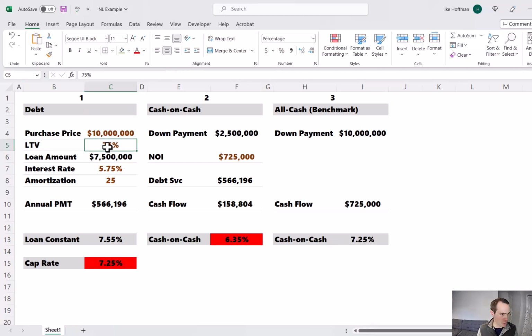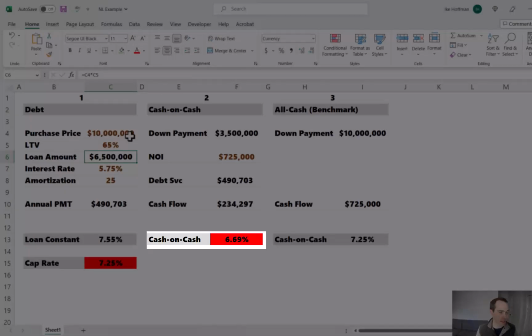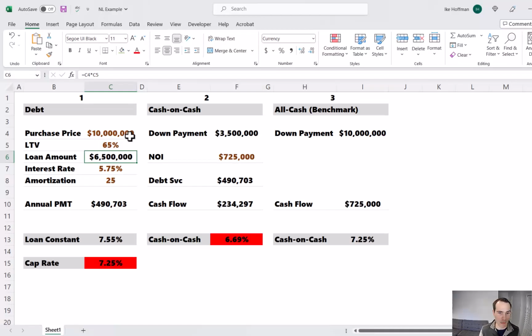On the flip side, if you use less leverage, so put it back at 70, the cash on cash is 6.55%. Now we go 65% LTV, the cash on cash increases to 6.69%. We're still in negative leverage territory, but the numbers are improved ever so slightly.